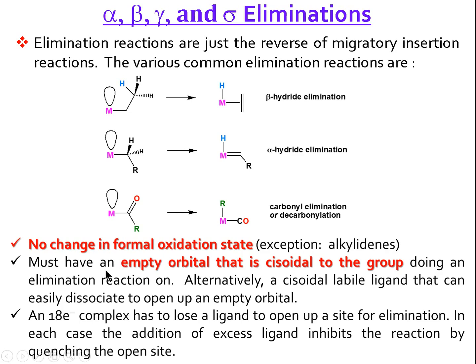The condition of the elimination is that we should have a vacant site in cis position to the group doing the elimination reaction. The 18 electron complex could not do elimination since it's saturated. So in this case, it has to be transformed from an 18 electron complex to a 16 electron complex to open a vacant site that can receive the hydride eliminated from the alkyl group.